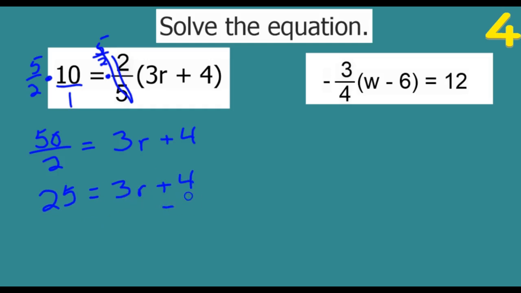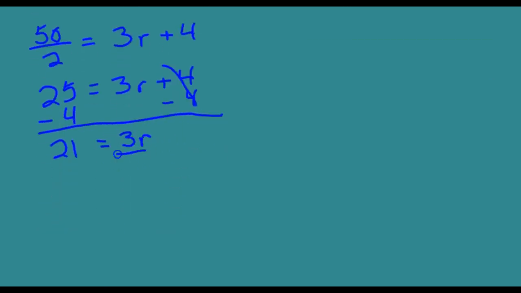Now we subtract 4 from both sides to get rid of our constant. 25 minus 4 gives us 21 equals 3r. And lastly, we divide by 3 on both sides. And r equals 21 divided by 3, which is 7.